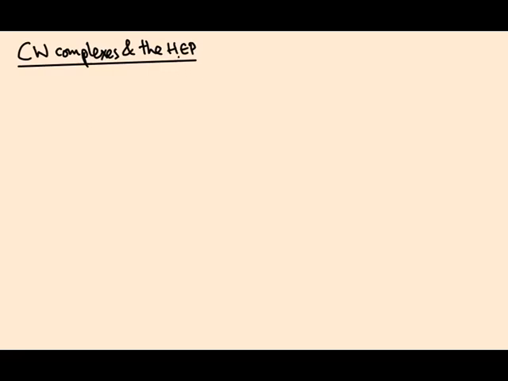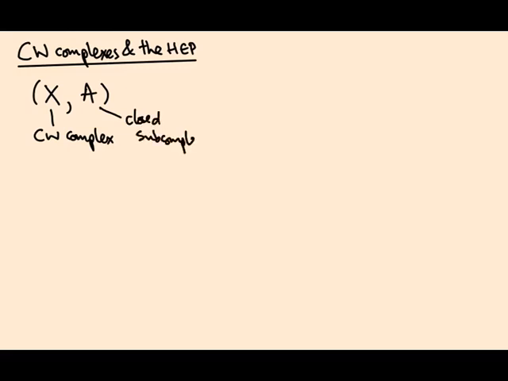In this video, I want to talk about the homotopy extension property that we introduced in the previous video and how it relates to CW complexes. More precisely, I want to prove that if you have a CW complex X and a subcomplex A, a closed subcomplex, then this has the homotopy extension property.